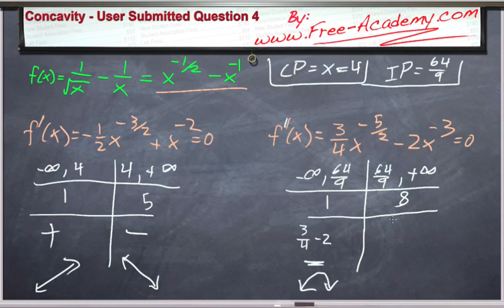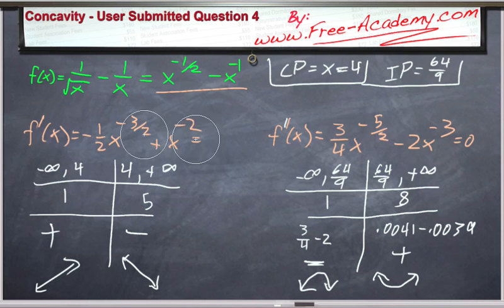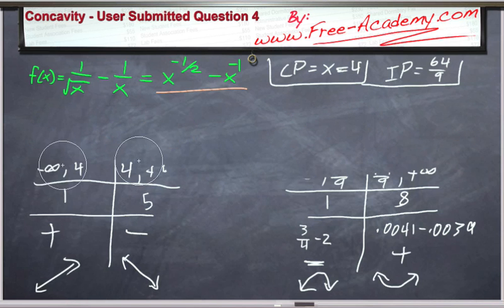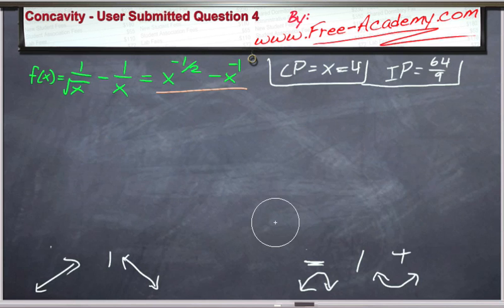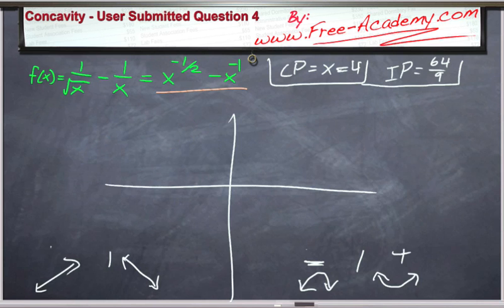And if we put in 8, we'll get 0.0041 minus 0.0039. This will be equal to a positive number, so we'll be concave up. I'll clear up a little bit more room again, and we'll just save our increasing and decreasing intervals. Draw some graph paper here.